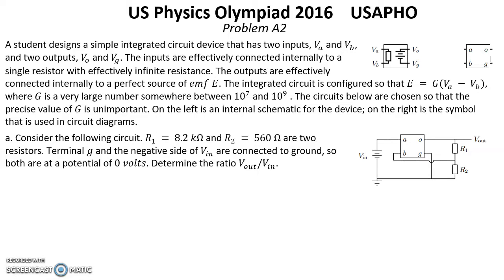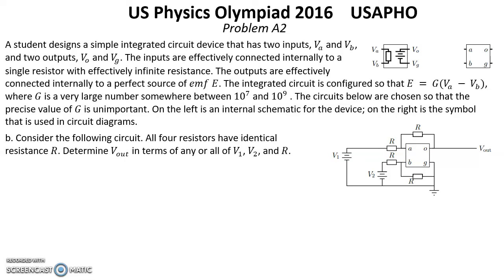On the left is an internal schematic for the device. On the right is the symbol that is used in circuit diagrams. Question A. Consider the following circuit. R1 equals 8.2 kilo ohm and R2 equals 560 ohm are 2 resistors. Terminal G and the negative side of Vin are connected to ground, so both are at a potential of 0 volts. Determine the ratio Vout to Vin.